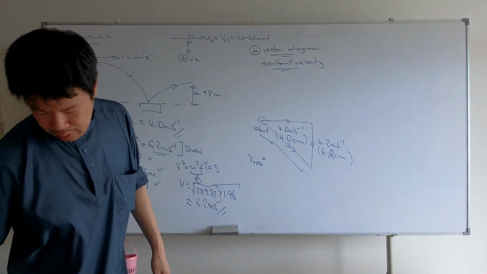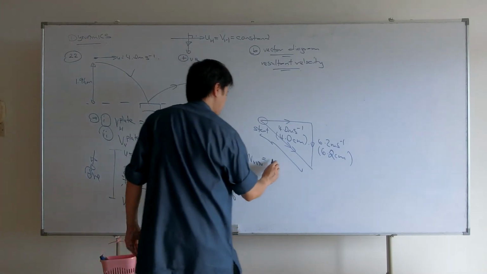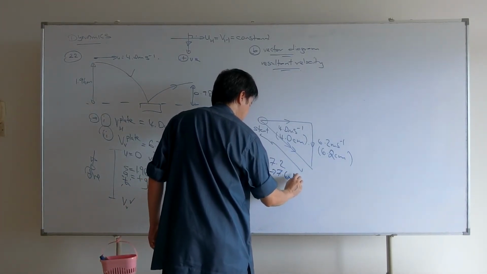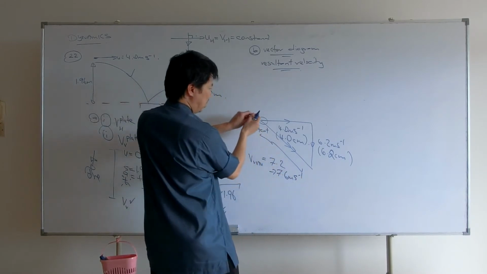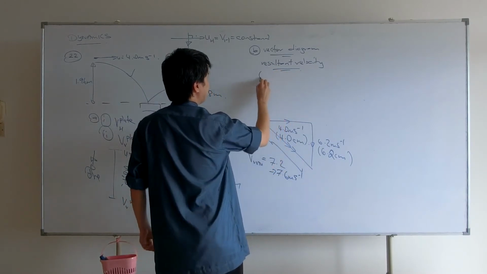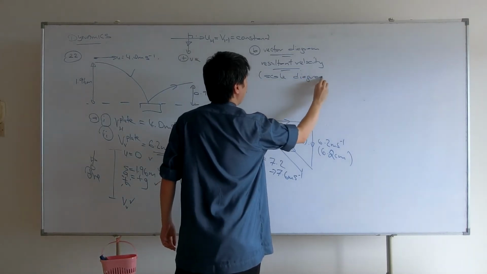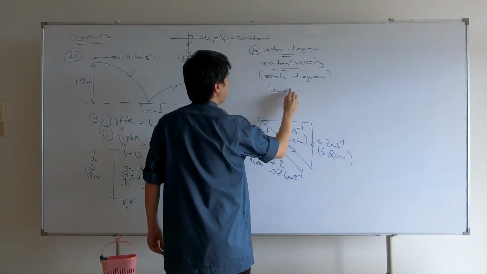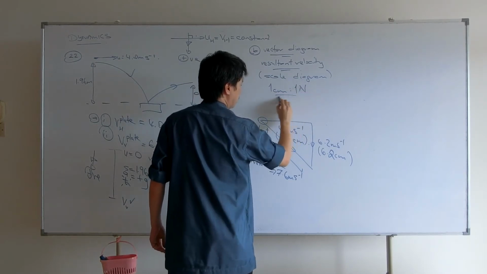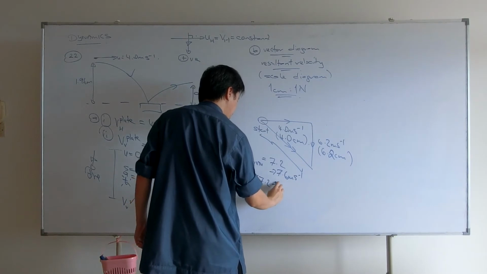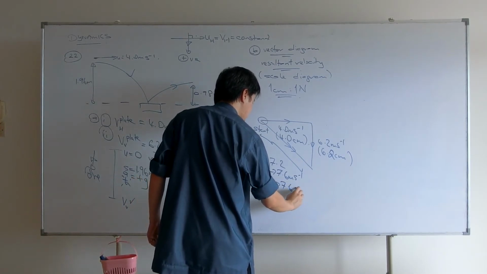In this case, it's 7.2 to 7.6 meters per second. That means we use a ruler. Remember, we are doing this scale diagram where we have 1 centimeter to 1 meter per second. So you have around 7.2 to 7.6 centimeters.